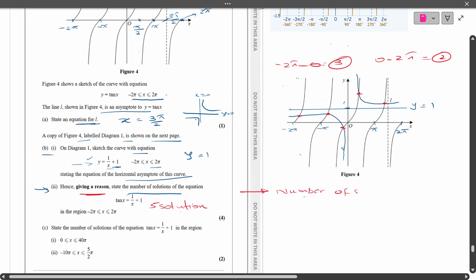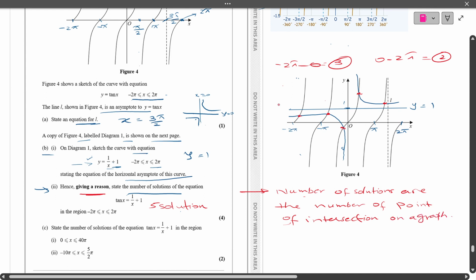Number of solutions are the number of points of intersection on a graph.